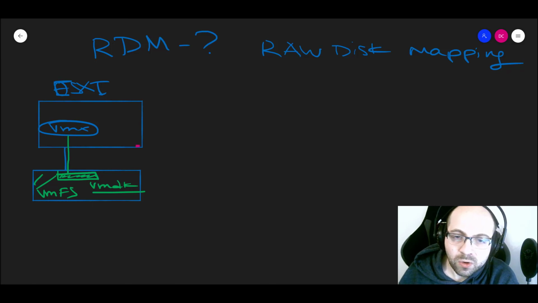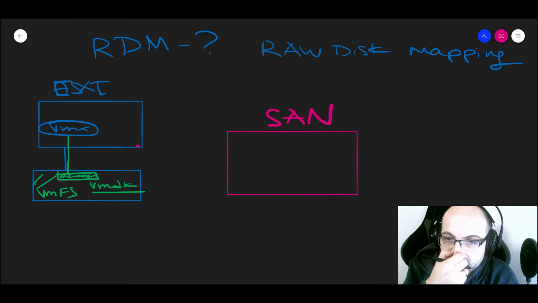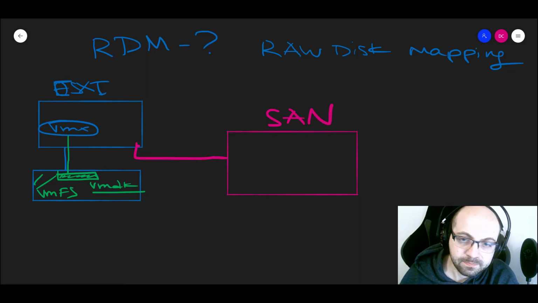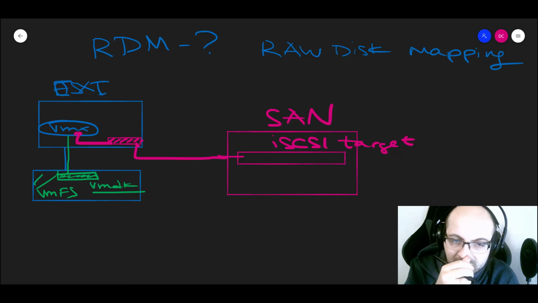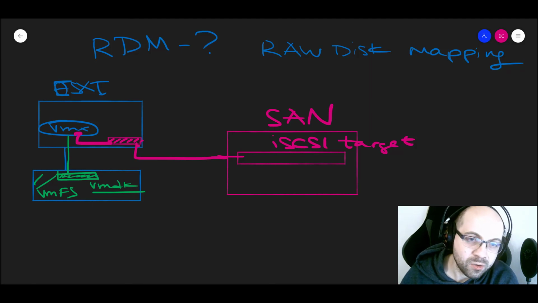If you have a SAN storage, you can connect to it by iSCSI, and you can present a LUN by iSCSI. So here we have an iSCSI target. And then this could be visible as a volume on ESXi, and you could pass through the volume into the guest. So instead of using the VMDK on the datastore, it would use a volume from SAN through iSCSI, and this would be called RDM.